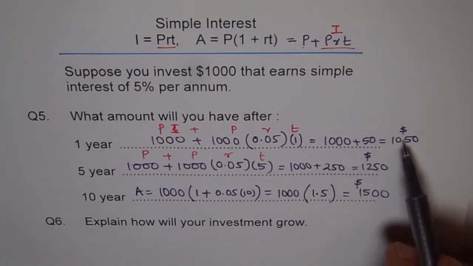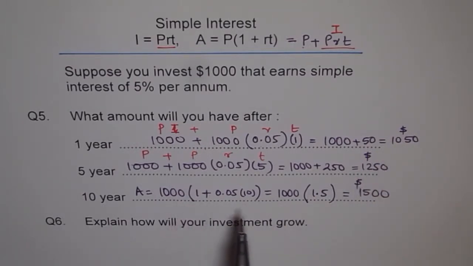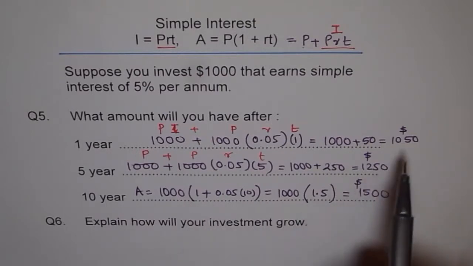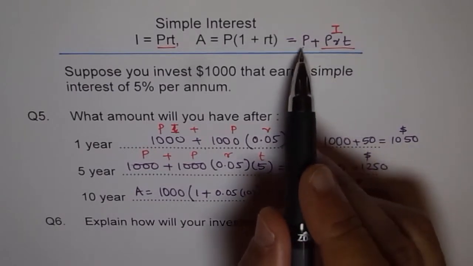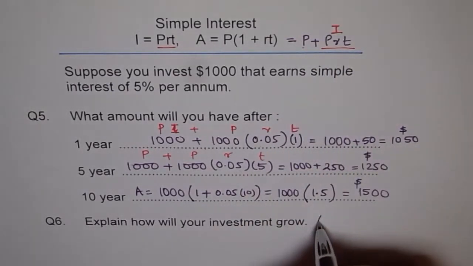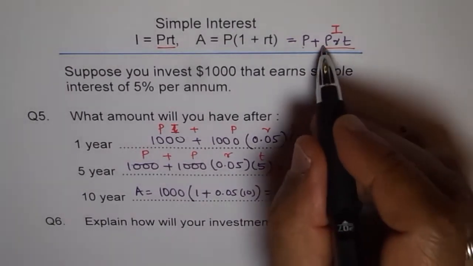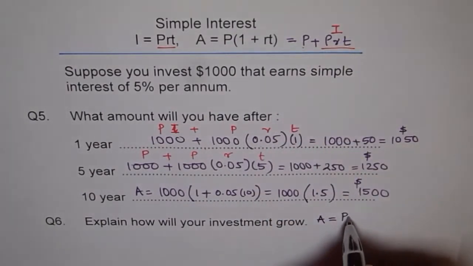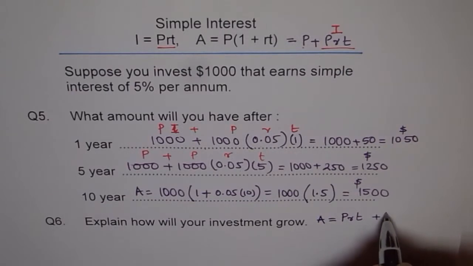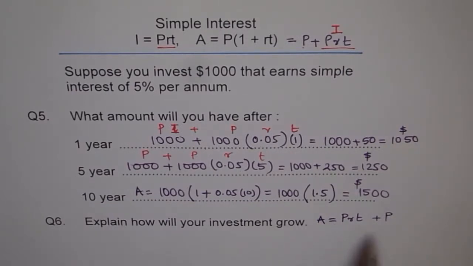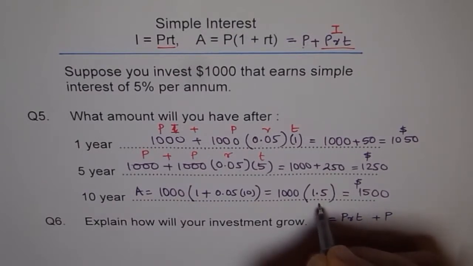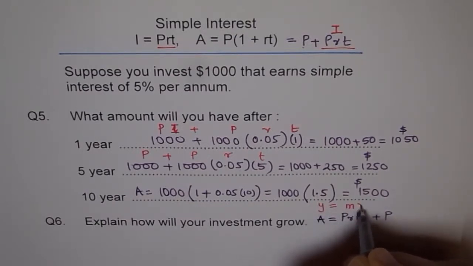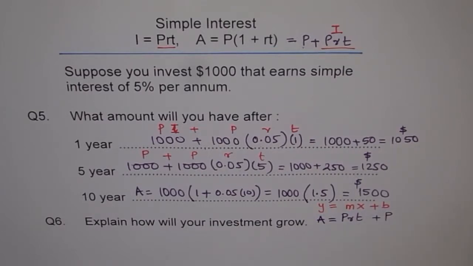So how is it growing? You can see it is growing linearly, correct? How do we say linearly? Let me rearrange this equation for you. We have an equation here, A equals, I am writing PRT first, PRT plus P, correct? Now does that remind you of anything? Let me compare it with the equation y equals mx plus b, where b is my y-intercept, right?